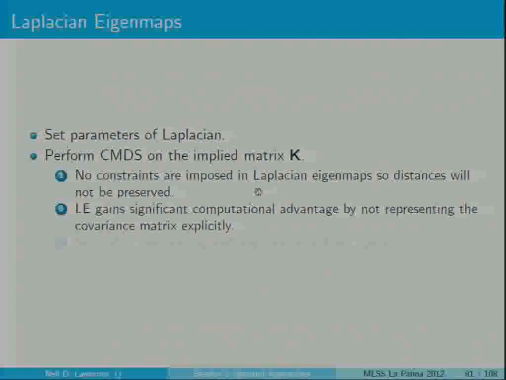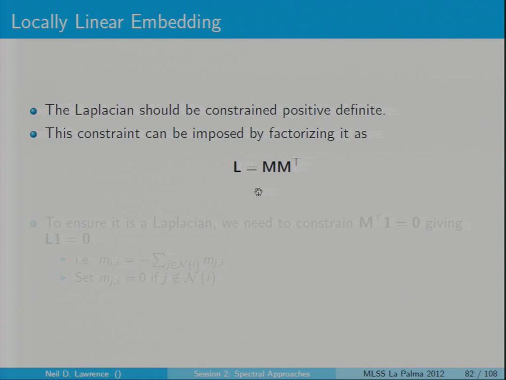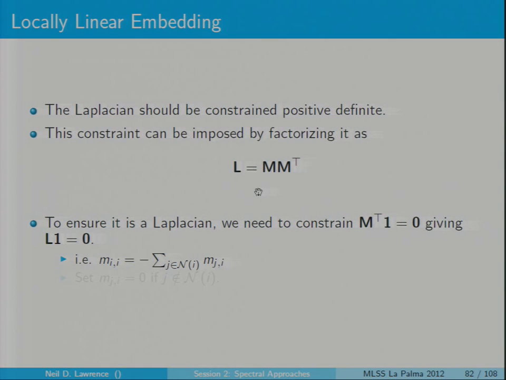So I think we've seen how Laplacian eigenmaps is related. We're just not fitting the parameters of that Laplacian. But the cool thing is how locally linear embedding is related. And this is the last thing I really want to spend a little time on.